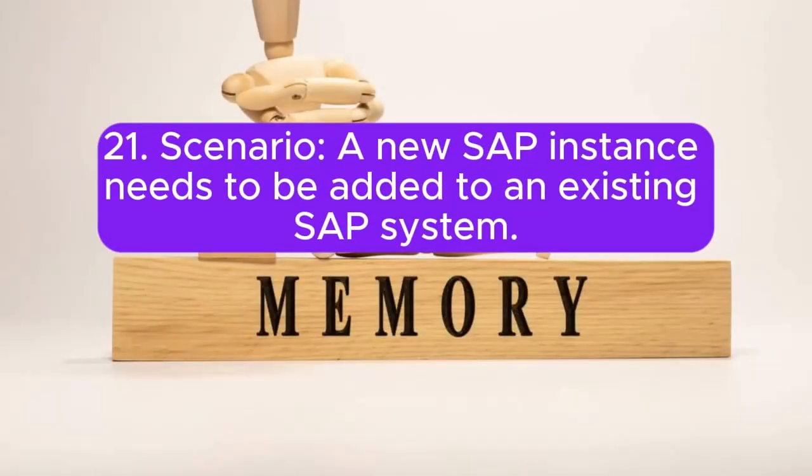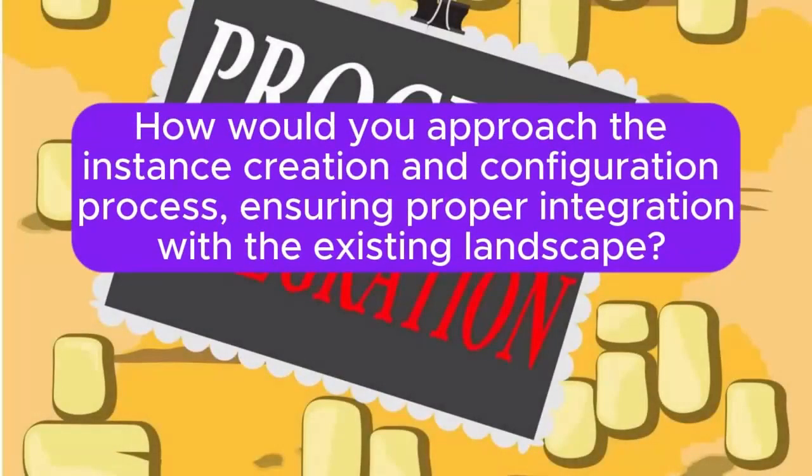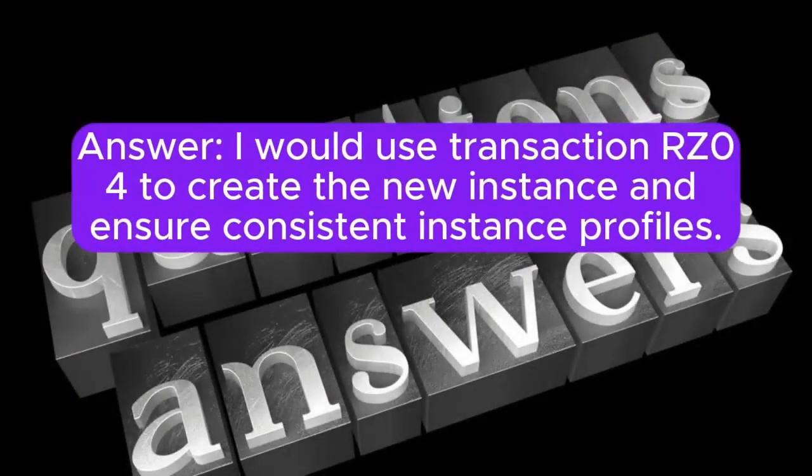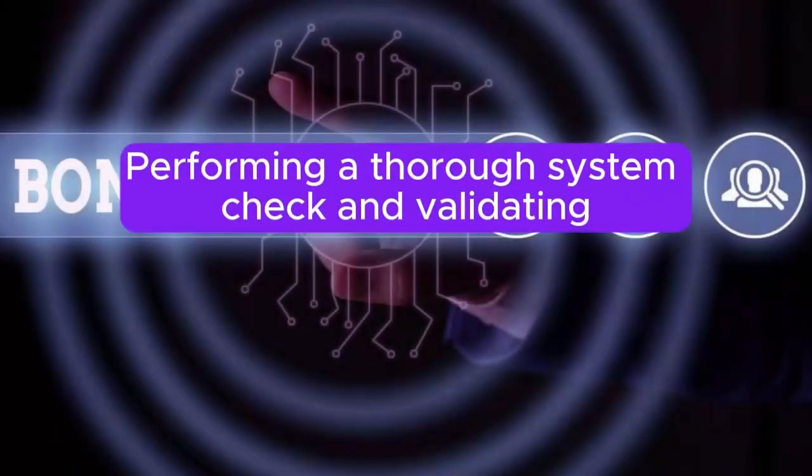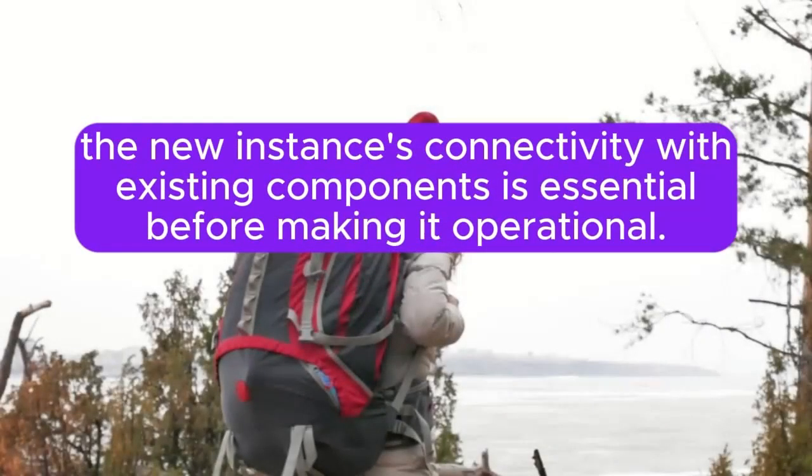21. Scenario: a new SAP instance needs to be added to an existing SAP system. How would you approach the instance creation and configuration process, ensuring proper integration with the existing landscape? Answer: I would use transaction RZ04 to create the new instance and ensure consistent instance profiles. Configuring the instance parameters, ensuring proper RFC connections, and updating the transport routes are crucial for integration. Performing a thorough system check and validating the new instance's connectivity with existing components is essential before making it operational.